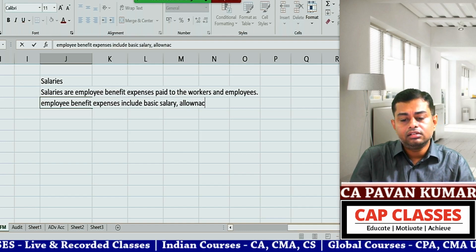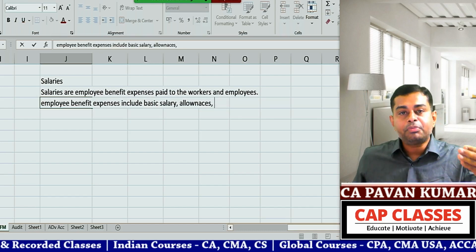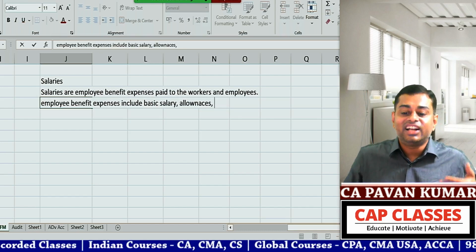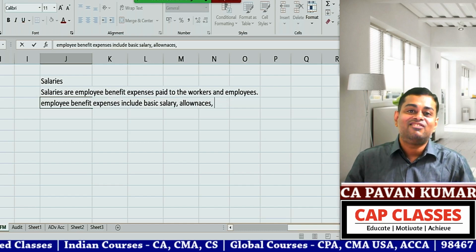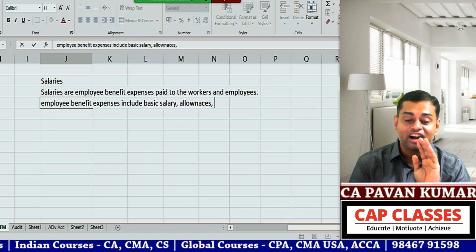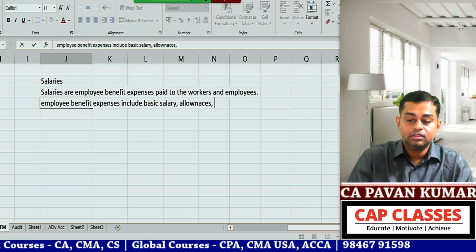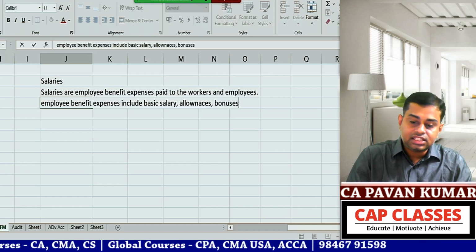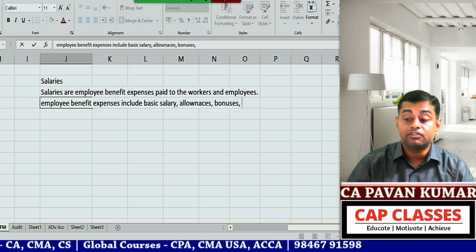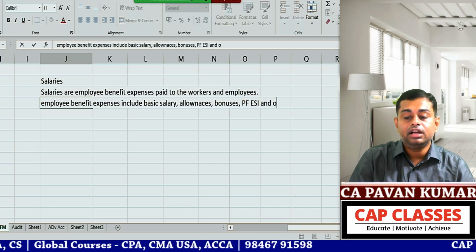The traveling allowances. If you expand the allowances, 100 allowances will come: city compensatory allowance, house rent allowance, dearness allowance, corona allowance, work from home allowance. That is not required. Allowances. Then perquisites. Bonuses, performance linked bonus or otherwise. Then PF, ESI and others.